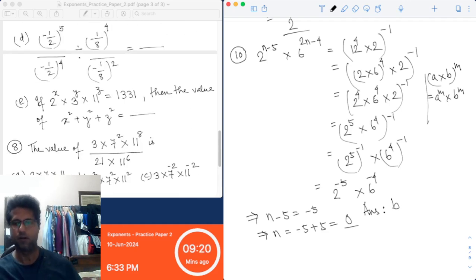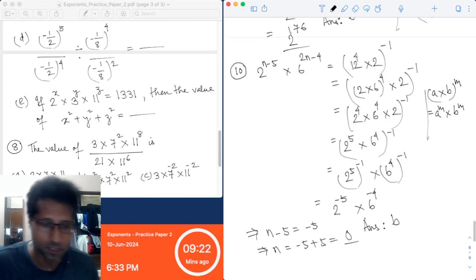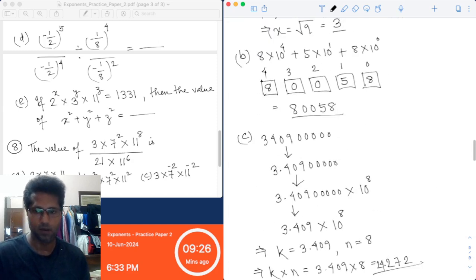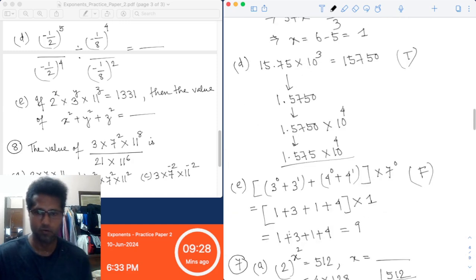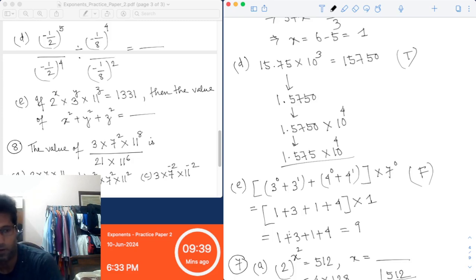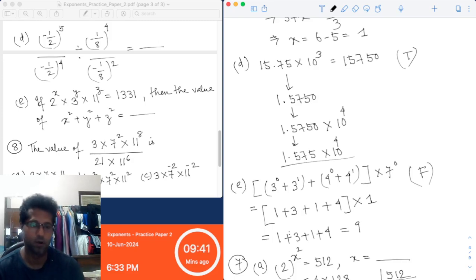That brings to the end of solving test paper 2. So we now have 2 test papers solved, practice test paper 1 and practice test paper 2. This set of questions will give you a very good coverage of all the types of problems that can come on the chapter of exponents.